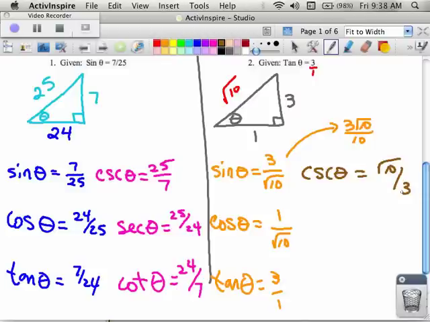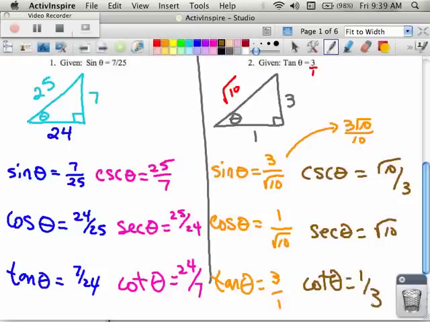And then the next one for the secant, when I flip it, it's just radical 10 over 1, or I can just write down radical 10. And for the last one, for the cotangent, I get 1/3.